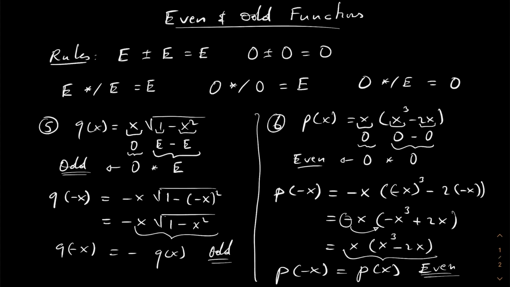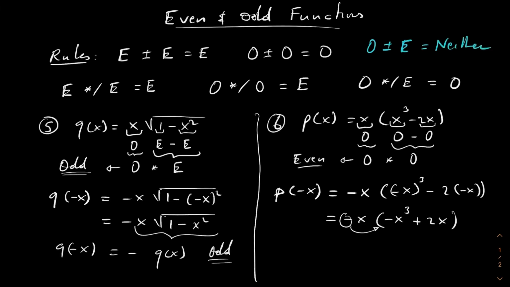All right, so one last thing, you may have noticed here that I didn't tell you anything about plus or minus combinations of odd and even functions together. And that's because if a function is made up of an odd function subtracting or adding with an even function, then the result will be that the function is neither even nor odd.